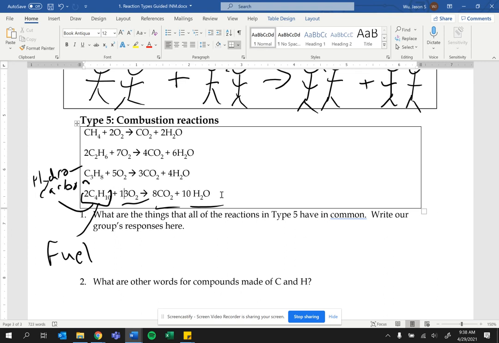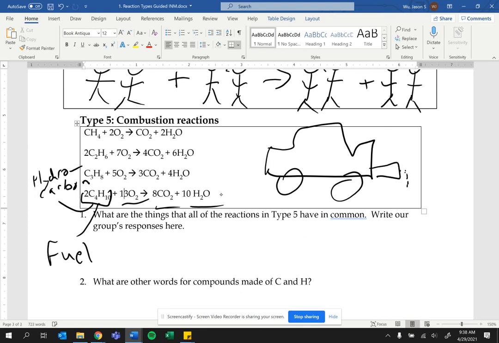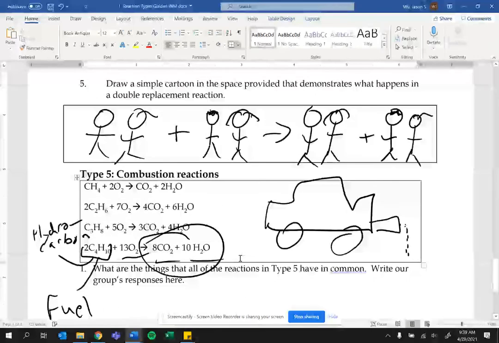Cars, like regular gasoline cars, sometimes when you drive, yes, when we burn gasoline in cars, it produces carbon dioxide and water. Sometimes you see out of the tailpipe water coming out. When you drive behind cars, you might notice like water dripping out of the tailpipe. It's because both carbon dioxide and water are produced. And those are the 5 types of reactions.